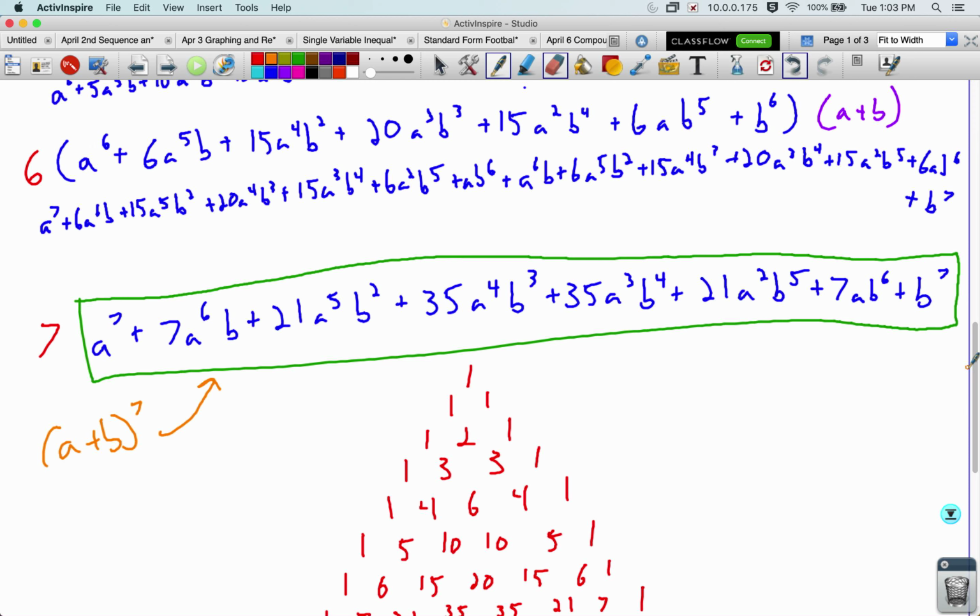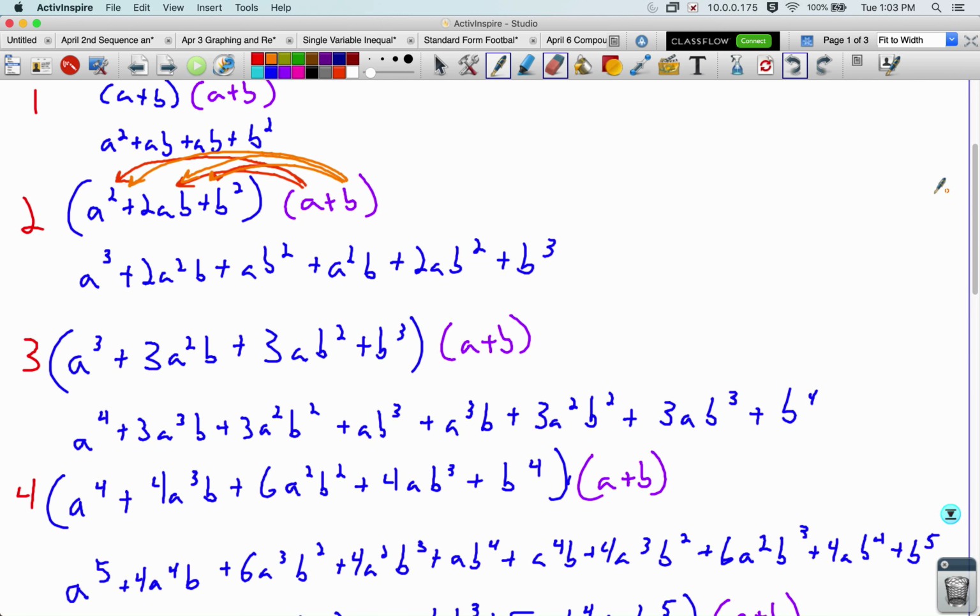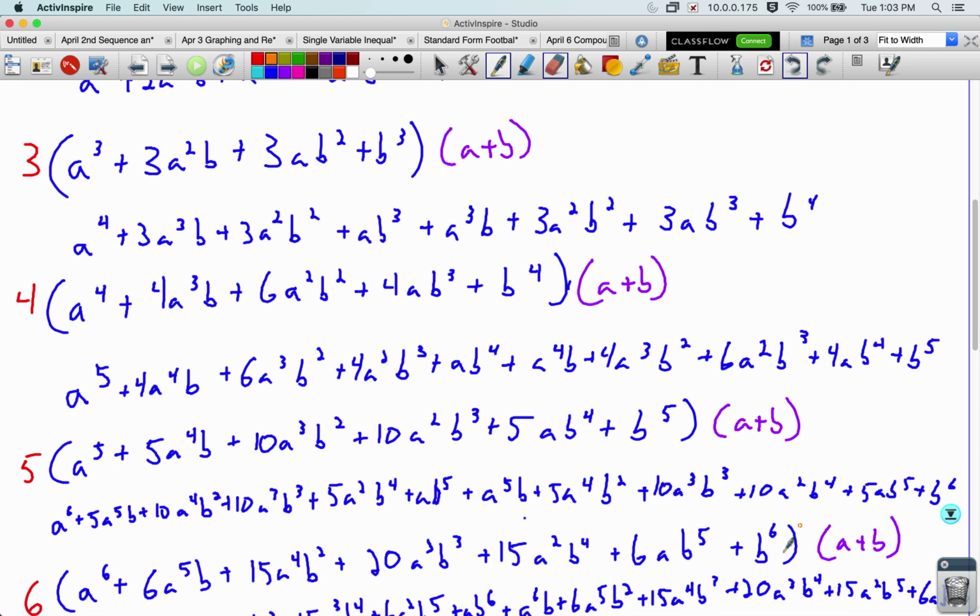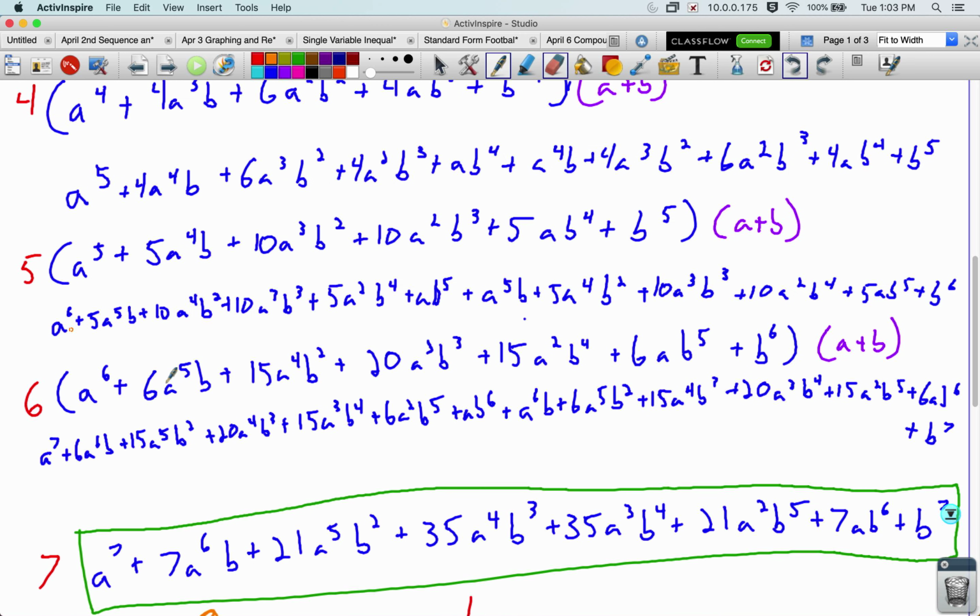So with all of that information combined, we can do a plus b to the 7th much quicker than this, which took me several minutes to write out. And it's very easy to mix up your exponents and combining like terms. I actually used Pascal's triangle to help me a lot while I created this.